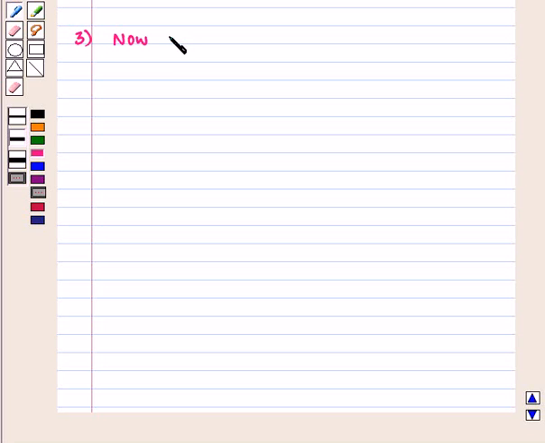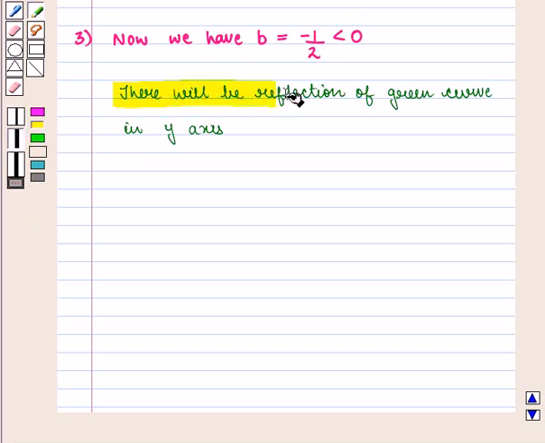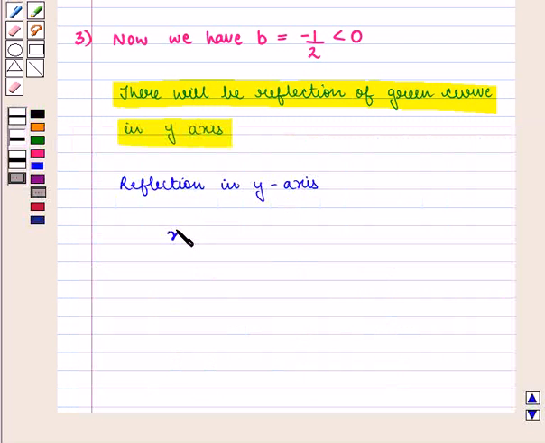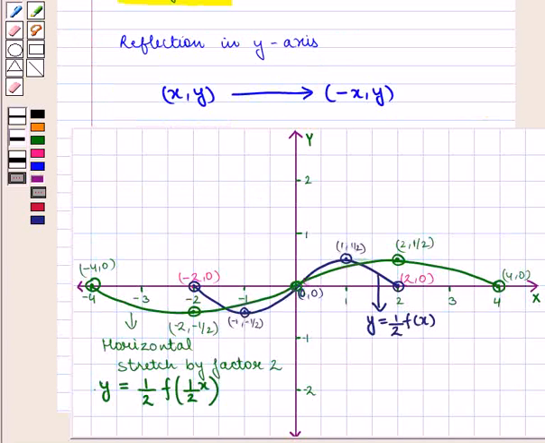Now, we have the value of b as minus 1 by 2, which is less than 0. So, there will be reflection of the green curve in the y-axis. That is, now we will reflect this green curve in the y-axis. We know that the point with coordinates (x, y) on reflection in the y-axis is transformed to the point with coordinates (minus x, y). As we know, the points on this green curve are given by the coordinates (minus 4, 0), (minus 2, minus 1 by 2), (0, 0), (2, 1 by 2) and (4, 0).